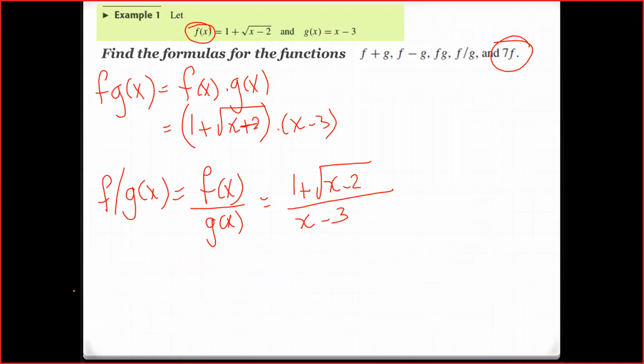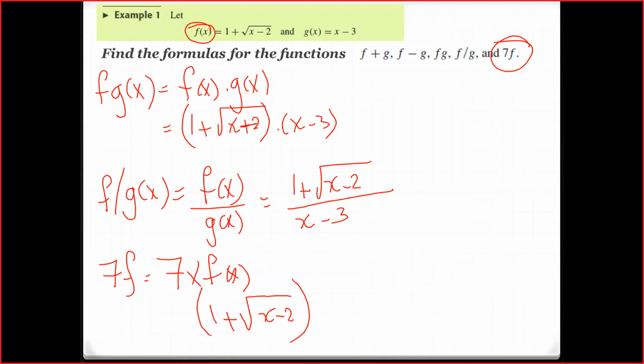Now here, I have 7 times f. What is the meaning of f? It means that I have to multiply 7 with the function f of x. What is f of x? It is 1 plus square root of x minus 2. Then I have to multiply it with 7.